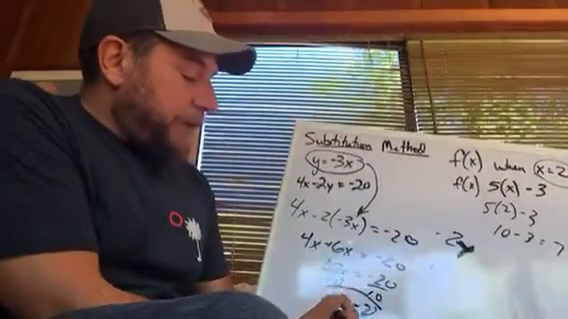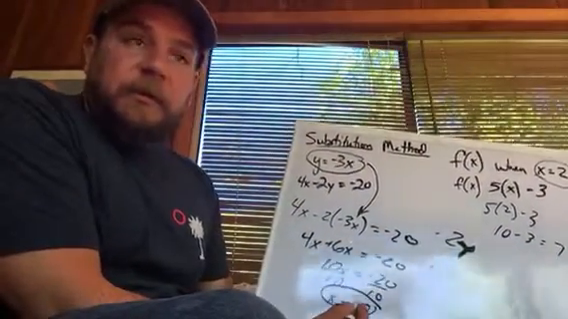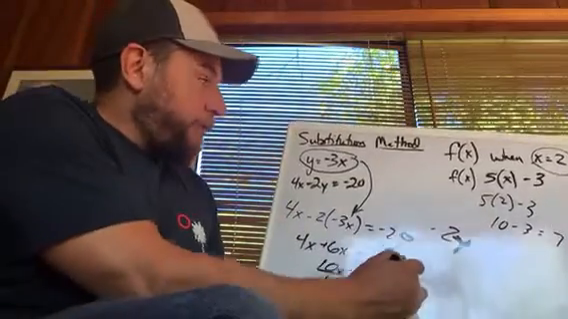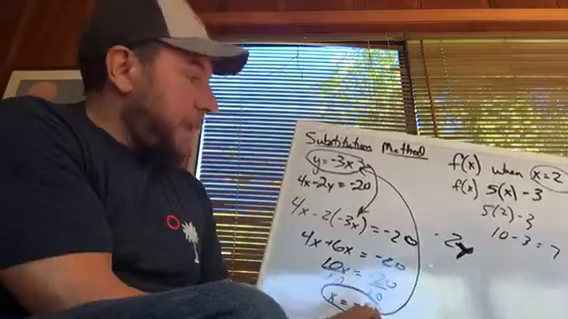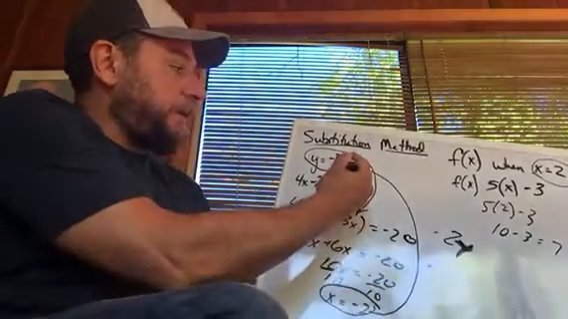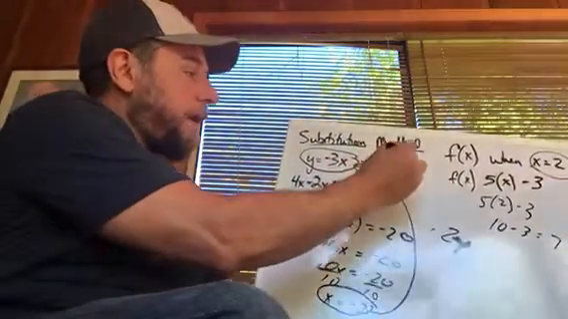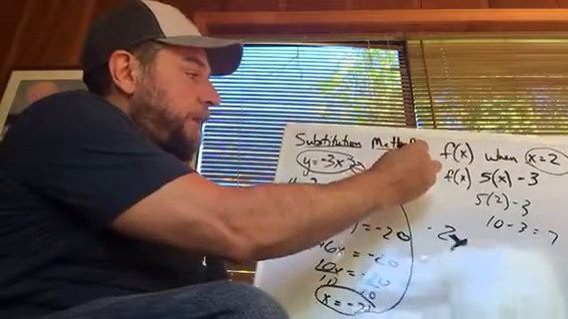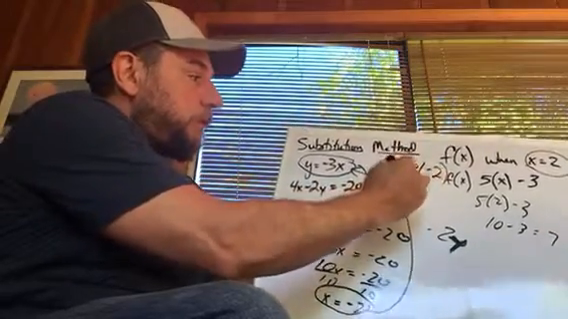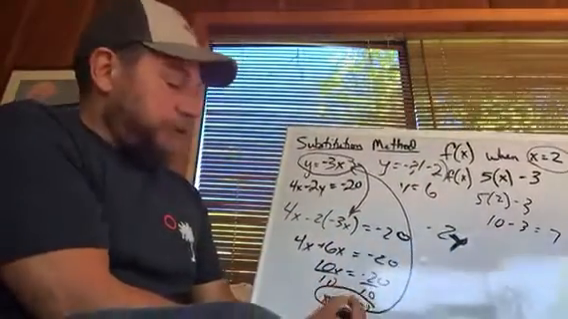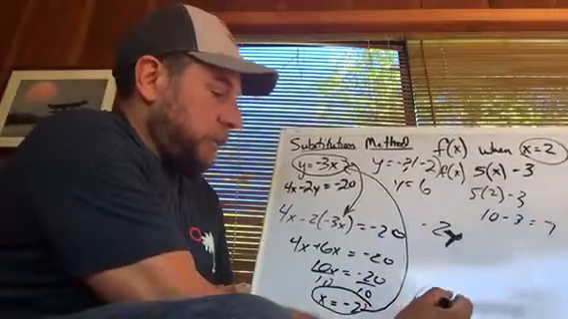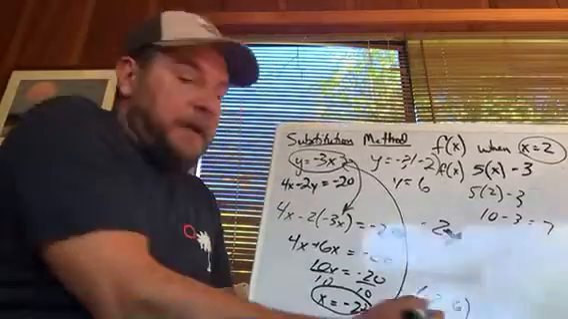Then, remember what we did when we got one variable? You can go back and plug it in and solve for the other variable. If I plug in negative 2 for this x here, that would make my y negative 3 times negative 2, which is positive 6. So there's your solution. Your x is negative 2, and your y is positive 6.